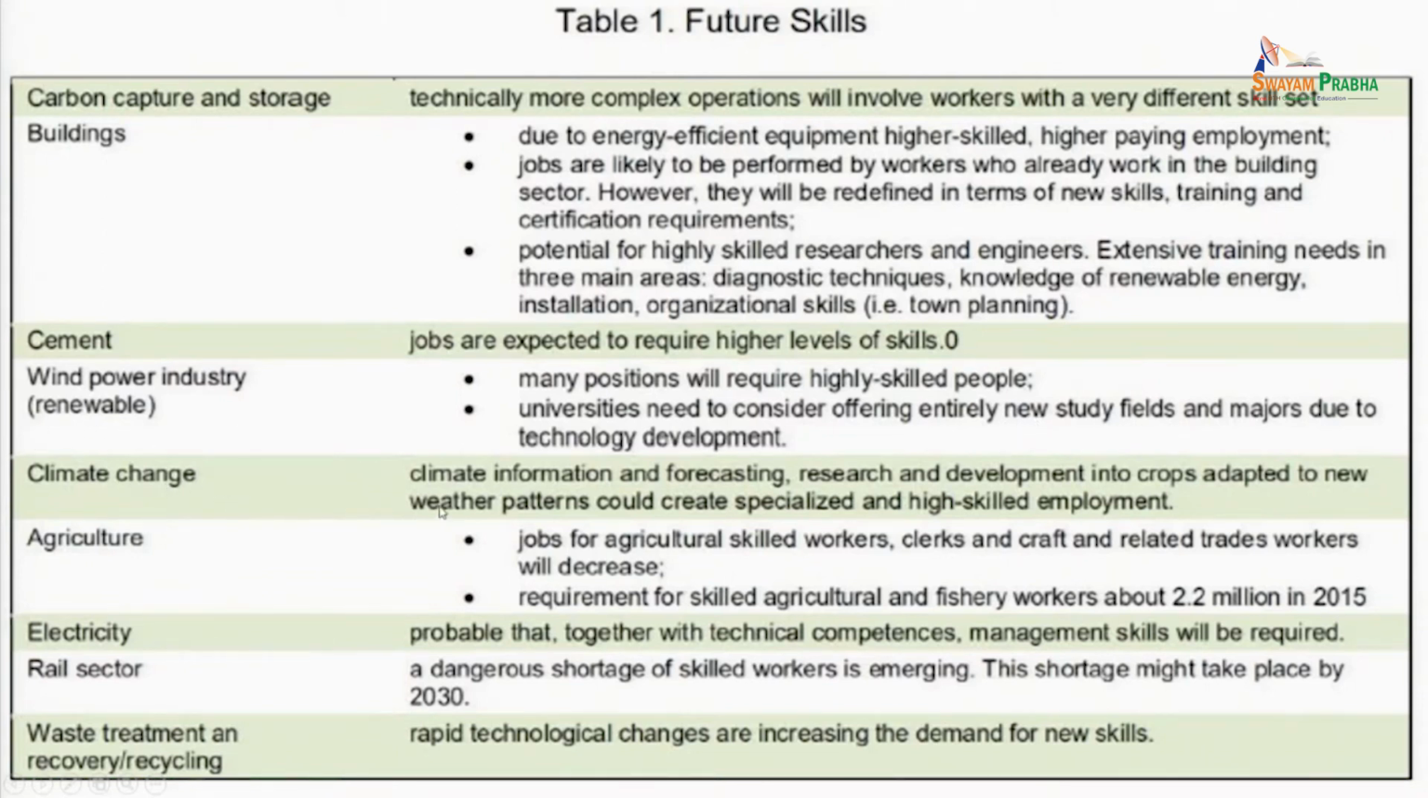Then climate change also: climate change information, forecasting, research, development, and adapting to new weather patterns will create specialized and highly skilled employment. Similarly in agriculture, jobs for agricultural clerks and craft workers will decrease, whereas the requirement for skilled agriculture and fishery workers will increase. Then electricity: technical competencies and managerial skills are needed. In the rail sector, a dangerous shortage of skilled workers is emerging, and this shortage might take place by 2030.